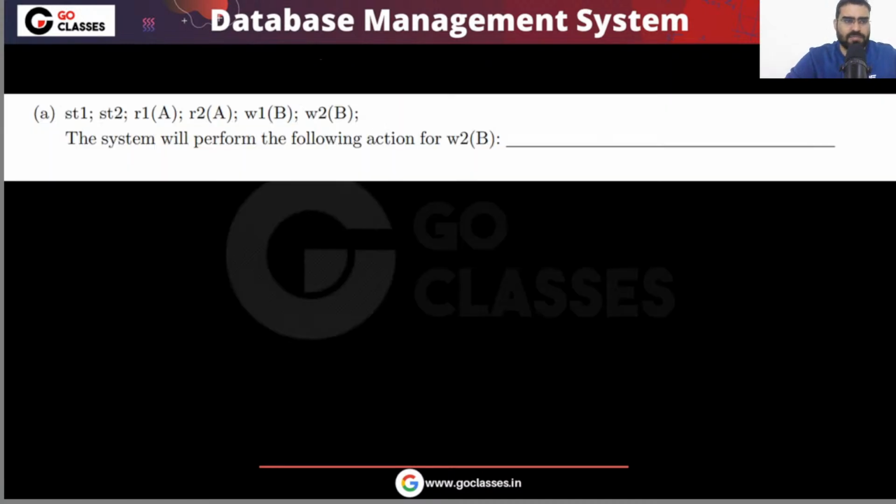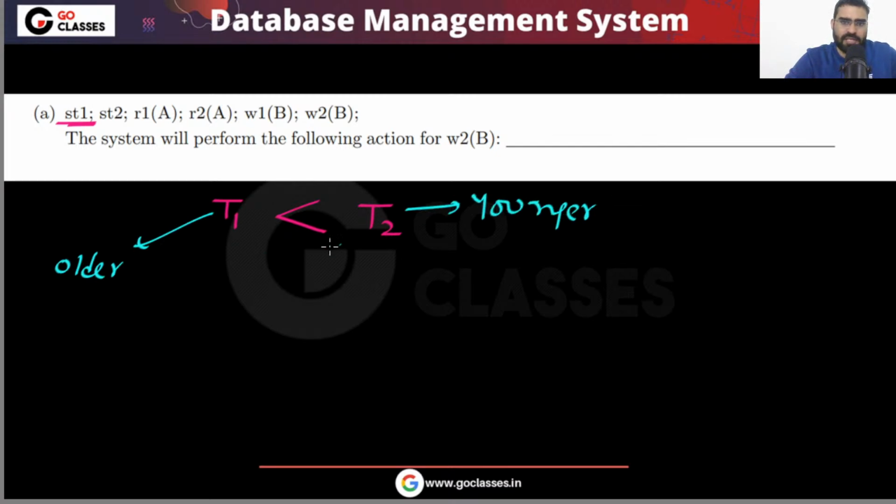Let's see the first question. You can see which transaction is starting first. Tell me which transaction is starting first. Transaction number 1 is starting first, then transaction number 2. Remember, transaction 1 starts first, so T1 is basically the older transaction, and T2 is the younger transaction. The timestamp of T2 is greater than the timestamp of T1.